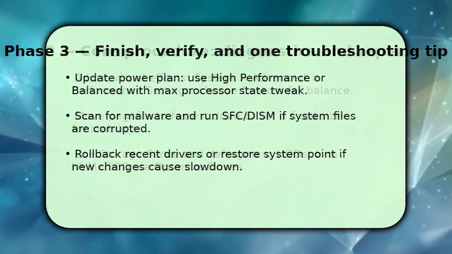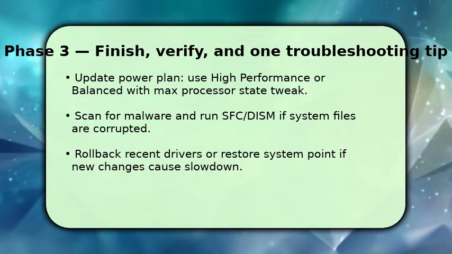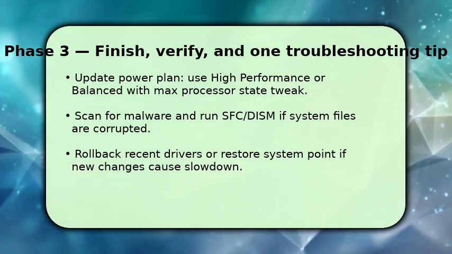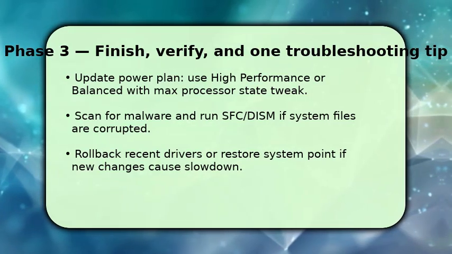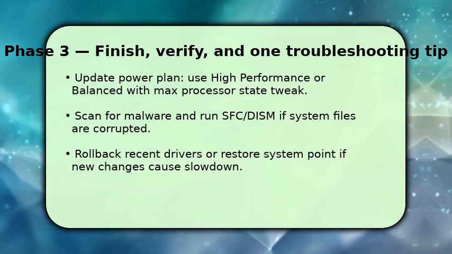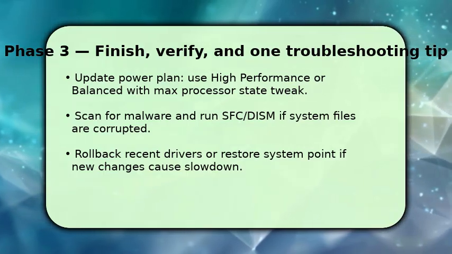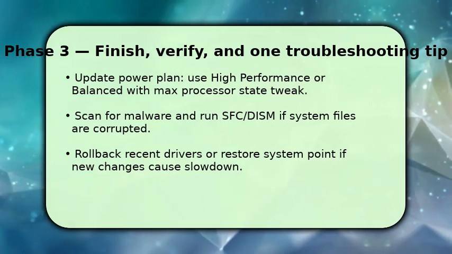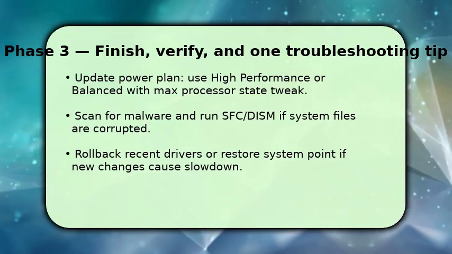Finish by locking in performance and preparing for recovery. Switch to a high-performance or tuned balanced power plan and set maximum processor state to 99% for true turbo without throttling. Scan with your antivirus and run sfc /scannow plus DISM to repair corrupted system files if things feel unstable.